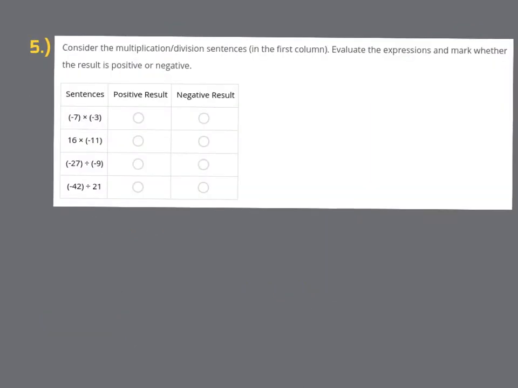Next. Consider these multiplication and division sentences. In the first column, evaluate the expression and mark whether the result is positive or negative. Well, I'm going to tell you right now that the rules that we just talked about for each of these, all we've got going on here is multiplication and division, right? So it's the same exact thing as we had in the beginning for multiplying and dividing.